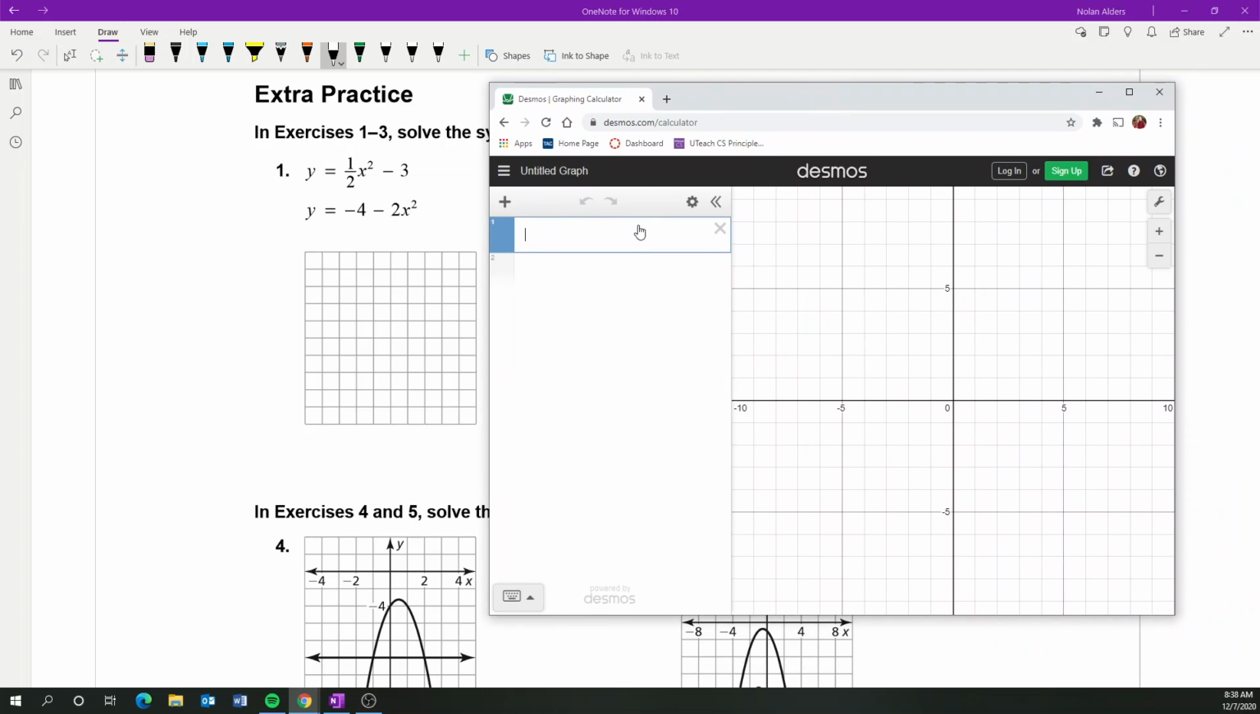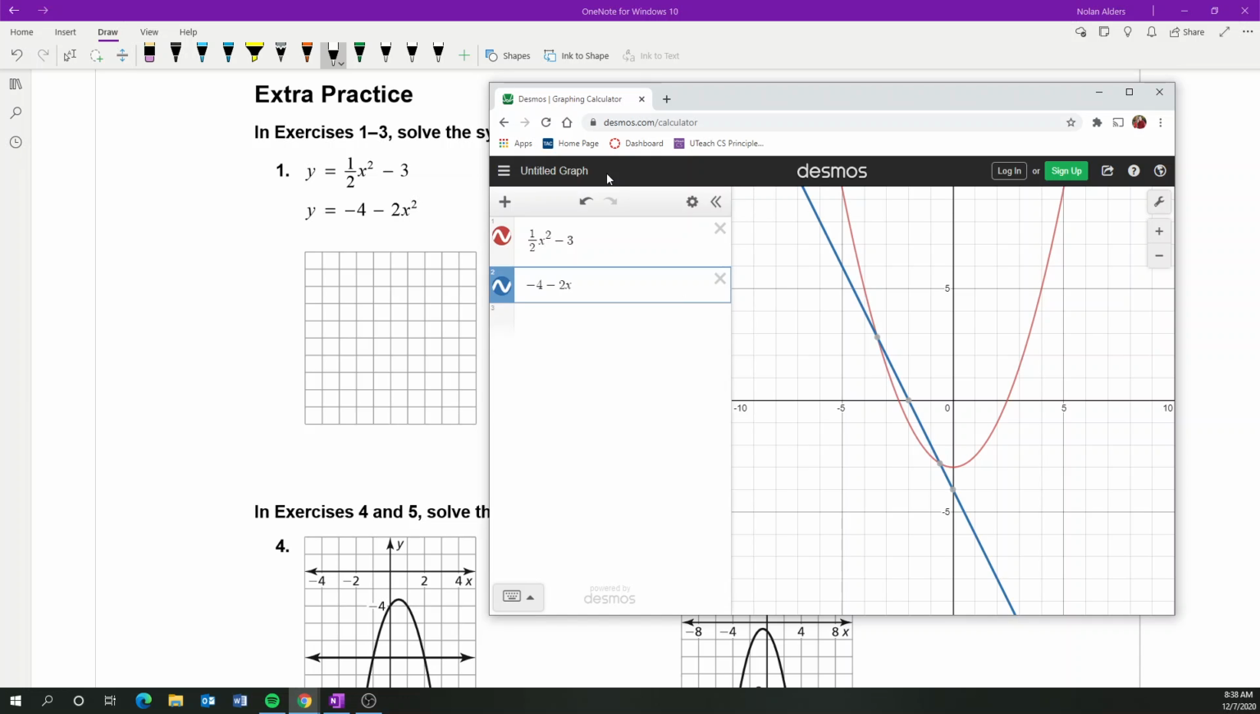Okay, so 1/2 x squared minus 3. Okay, and then we just go down and click on another line and type in the second one, which is -4 minus 2x squared. And it's important to note that you have to solve for y before you can type them into Desmos, because notice I'm only typing in the right side of the equation. So solve for y and then you can just type in the right side.